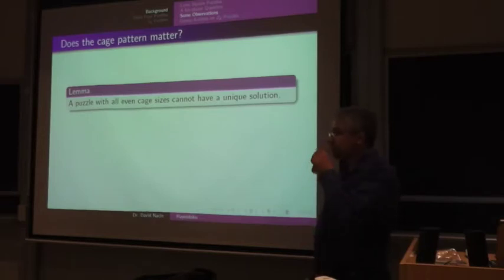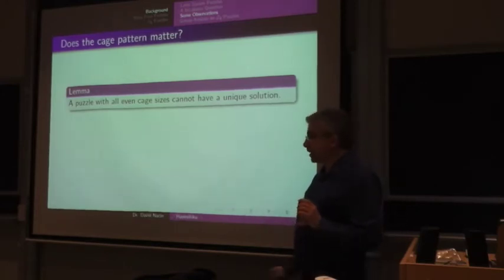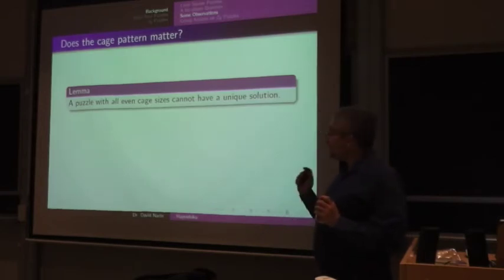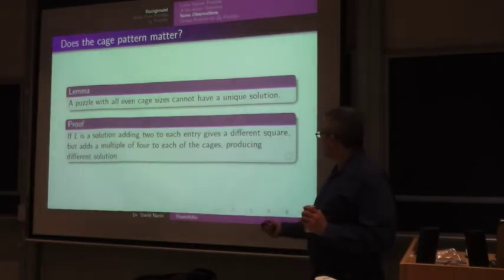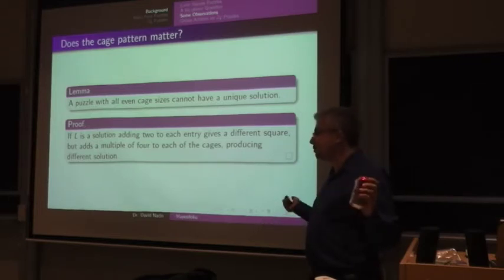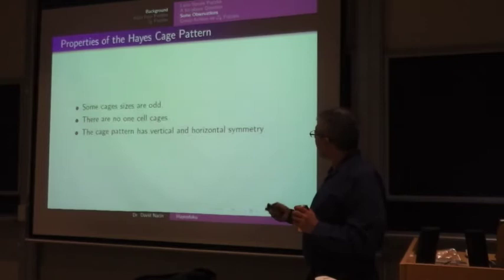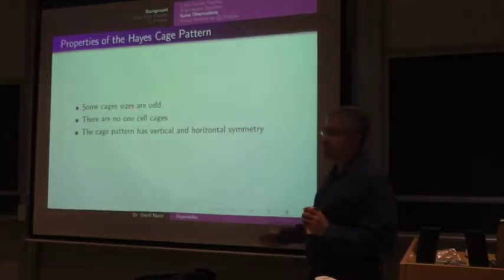But you only talk about 4 by 4 right now. Right now. Right. So we're only talking about 4 by 4 and a cyclic group of order 4, Z4, right now. Okay. It turns out that we need to have some of the cages to have odd size. Otherwise, we can't have a unique solution. And, well, we could add 2 to each of the entries and just create a new solution. That wouldn't change the sums because it would change each of the sums by a multiple of 4. So I know that I need some cage sizes to be odd.